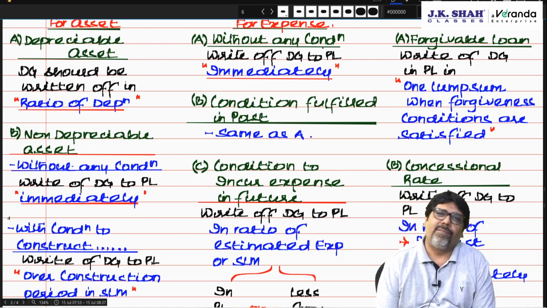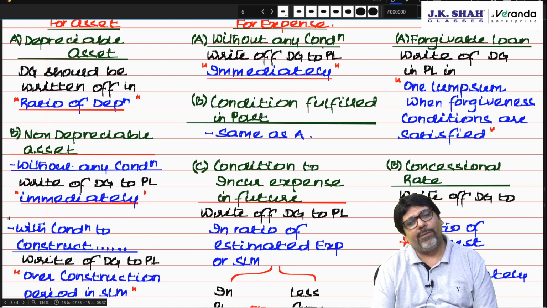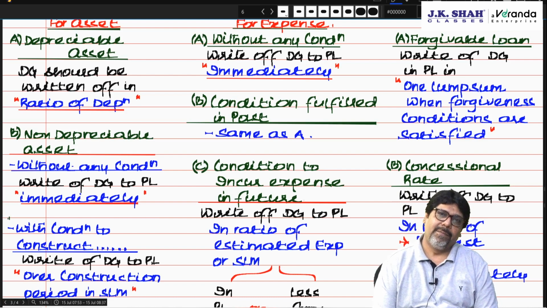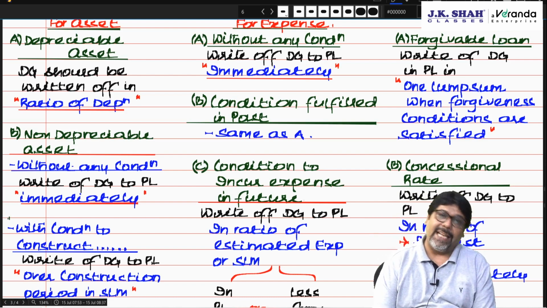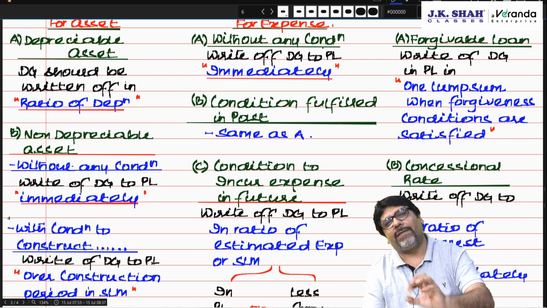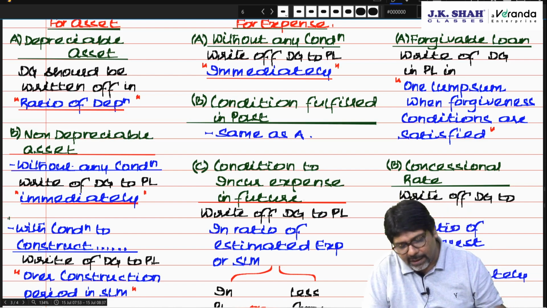construction of a school. Correct? You did not use the money for the school. Then the government says, okay, repay the loan along with interest. Correct? Or the government said you should use it for construction of a school. You construct the school, that means you have fulfilled the condition, then you will transfer that entire grant to P&L, the deferred grant to P&L, as soon as the conditions are fulfilled.